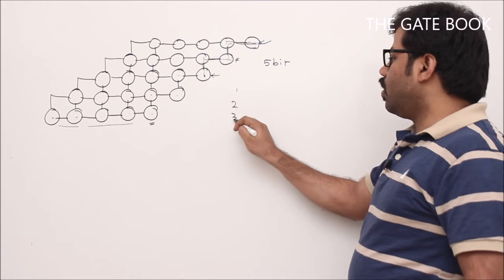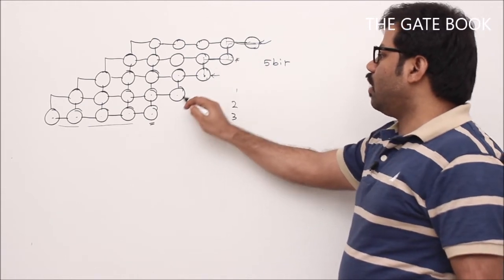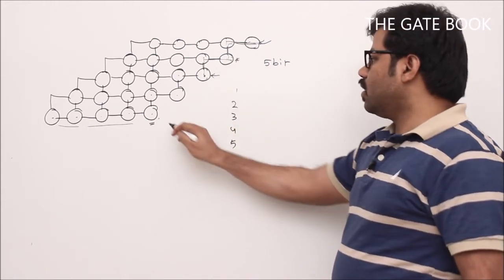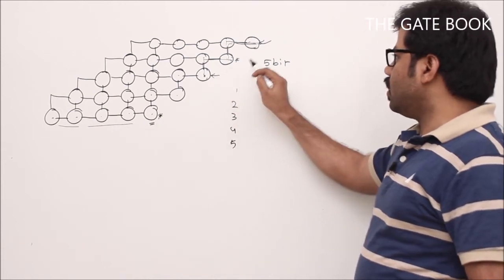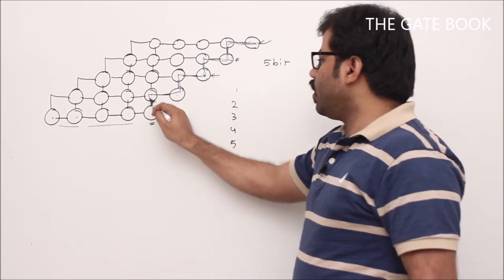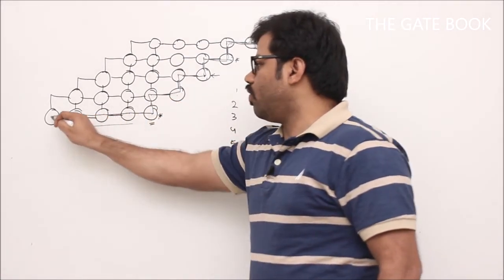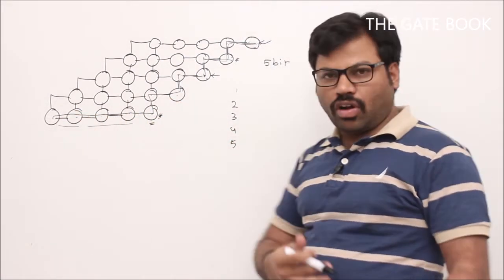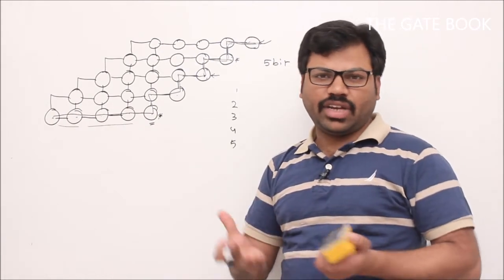Initially we have level 1, level 2, level 3, level 4, level 5. My target is to come to level 5 first, because this is the ultimate delay. 1 2 3 4 5 6 7 8 9 10 11 12, right? 12 boxes we have to cross. That many delays. Each box has some gate delays, right?